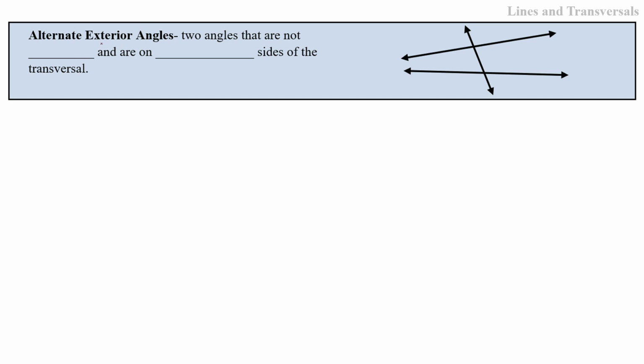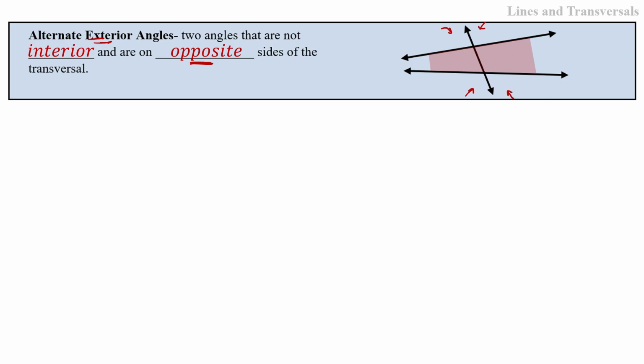Alternate exterior. Okay, so exterior means on the outside. So two angles that are not interior and are on opposite sides of the transversal. Okay, so that's the opposite. Once again, alternate means opposite. Okay, so remember the interior angles are the ones in red here, because these are exterior. It's either going to be this top left angle, top right, bottom left, and bottom right.